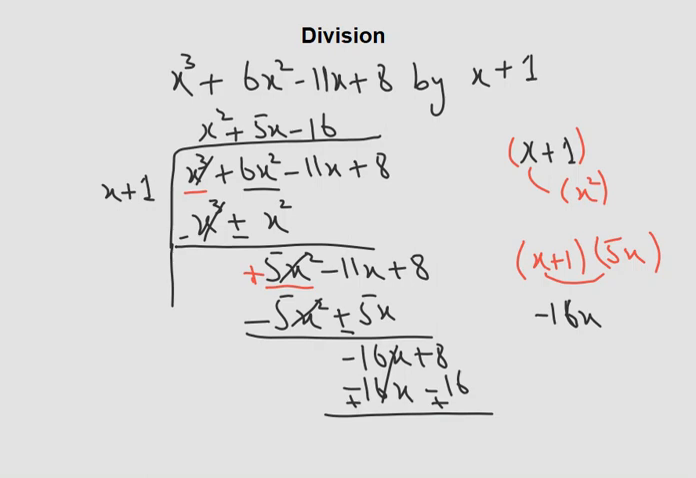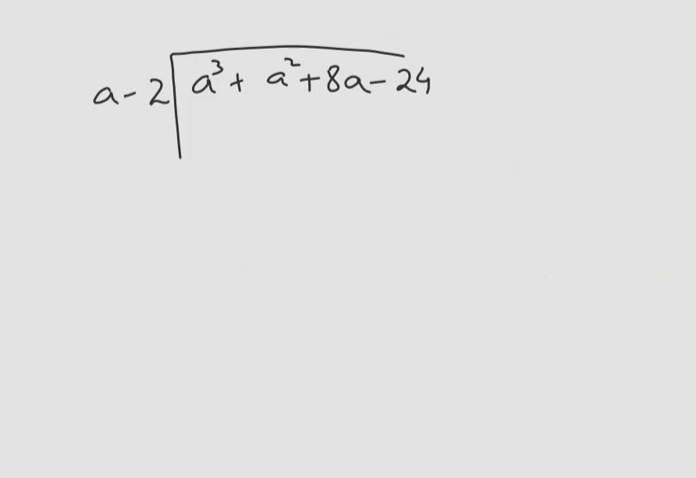Now 16 plus 8 becomes 24, and this is the remainder, it cannot be further divided. So this is our quotient. Okay, so this is the method of how to do division. Here is another example of division, how you are going to do division. Let me do an example.